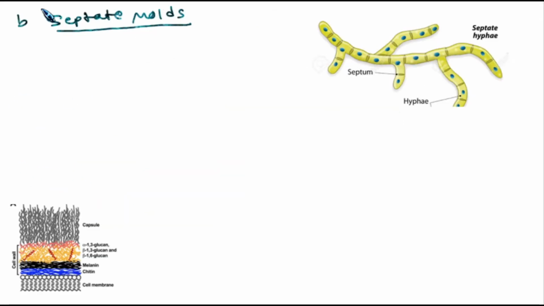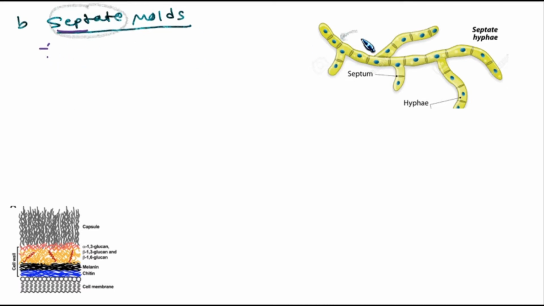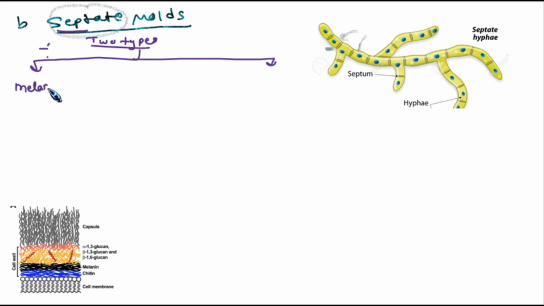The next category we have is septate molds. They have septa between the two cells, and you can see the septa here. Septate molds are further divided into two categories. The first one has melanin in the hyphal wall, which is known as phaeoid or dematiaceous septate molds.